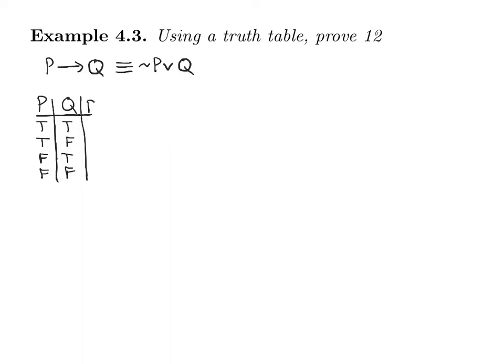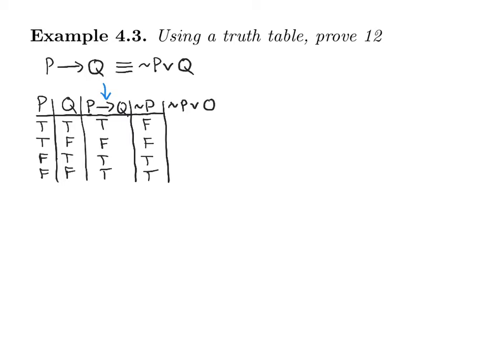So we need P implies Q. We know what that is. That is false exactly when the if part is true and the then part is false. So that's the first column we're interested in. We need not P, so the negation of P, flip the truth values of P: false, false, true, true. And we need not P or Q.